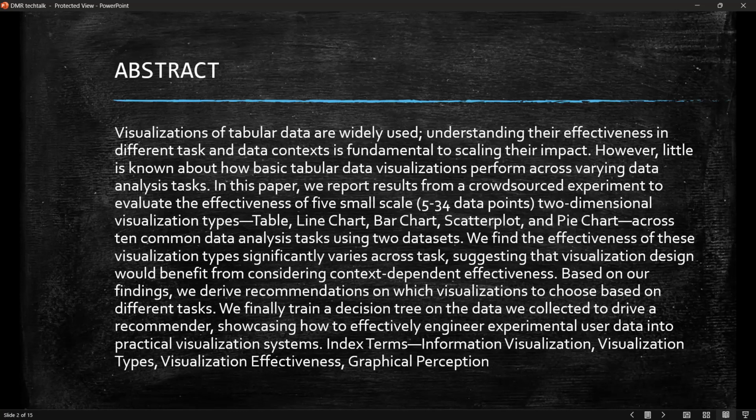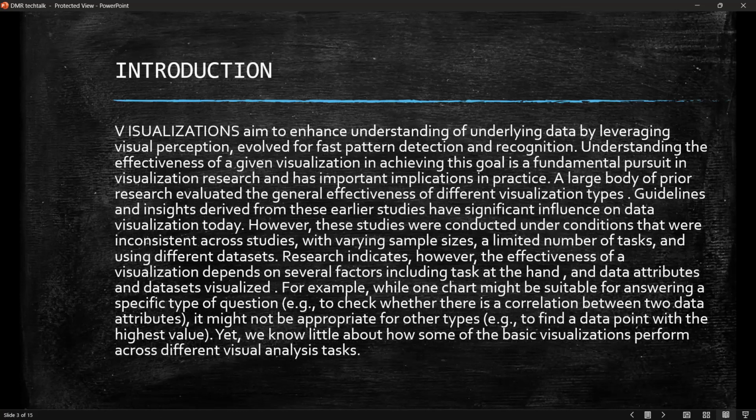We finally train a decision tree on the data we collected to drive a recommender, showcasing how to effectively engineer experimental user data into practical visualization systems. Index terms: information visualization, visualization types, visualization effectiveness, graphical perception. Introduction. Visualizations aim to enhance understanding of underlying data by leveraging visual perception, evolved from fast pattern detection and recognition.